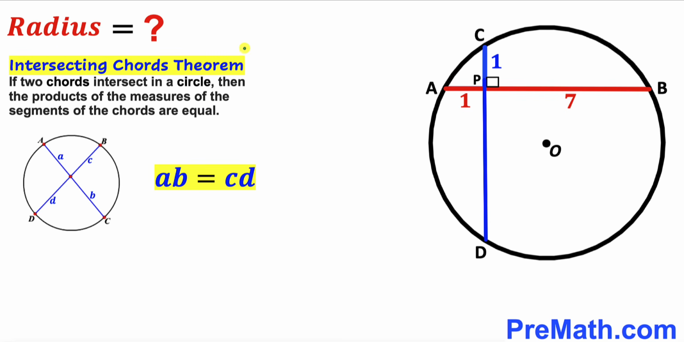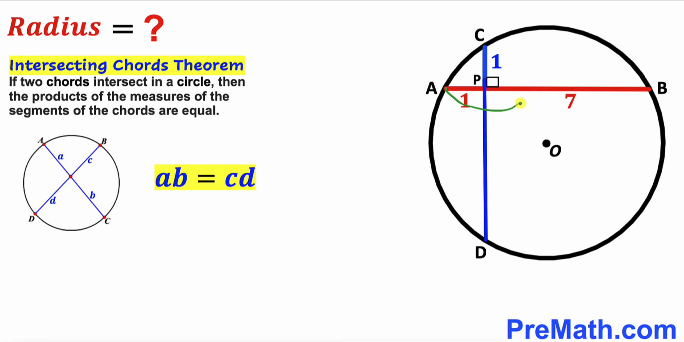Now let's recall the intersecting chords theorem. According to this theorem, if two chords intersect in a circle, then the products of the measures of the segments of the chords are equal, as you can see in this given diagram. Here we have these two chords, AC and BD, and they intersect each other at this point, such that the product of segment A and segment B must be equal to the product of segment C and segment D, as you can see in this given equation.